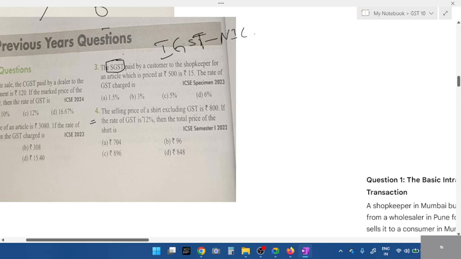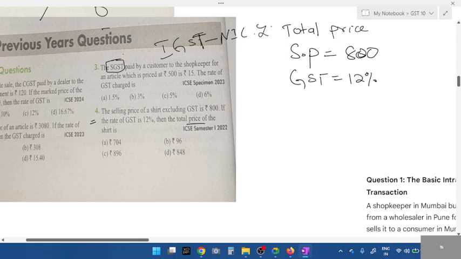Next question. The selling price of an article, the selling price of a shirt including GST. What's the value? Selling price including GST is how much? 800. What is GST value? GST, we need to find the total price of the shirt. Total price is nothing but cost price or mark price. We need to find the total price. If total price is not given, what do you take? Yes, let total price be X.